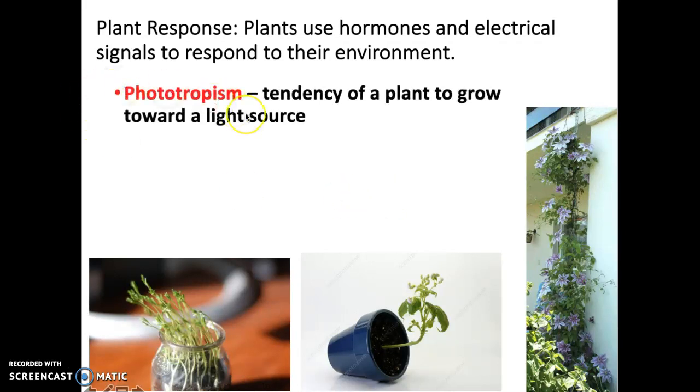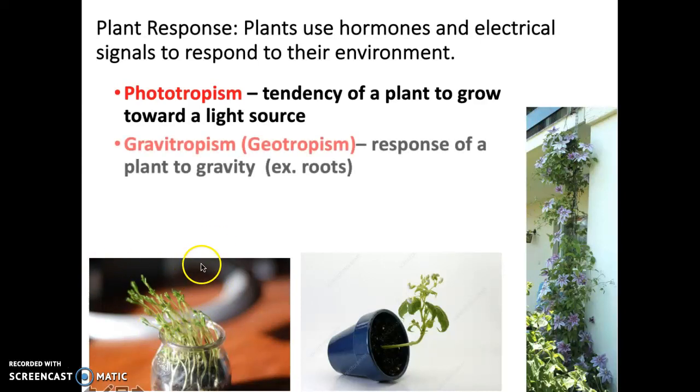The first one is called phototropism, and phototropism is when plants tend to grow towards a light source, kind of like you see in here. You see sometimes how flowers do this very often. They kind of tend to lean towards a light source, and that's because they are actually using hormones inside of them to lean towards that light source.